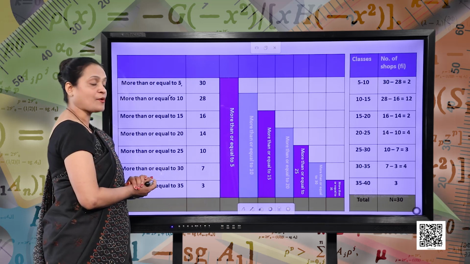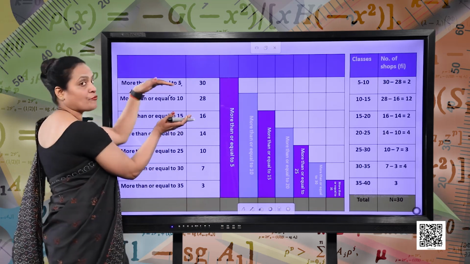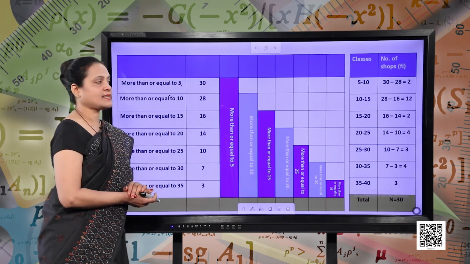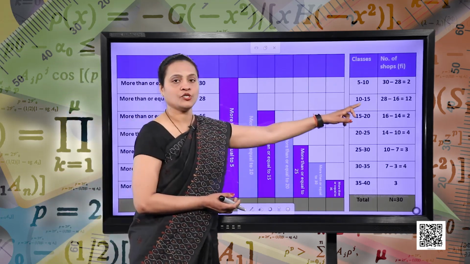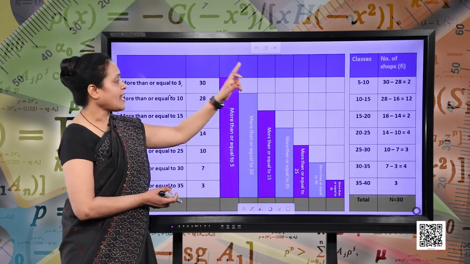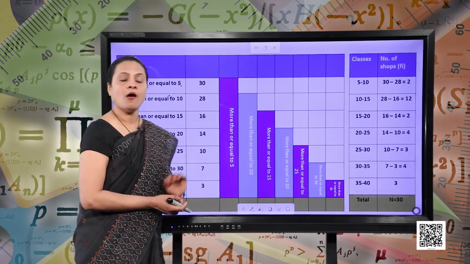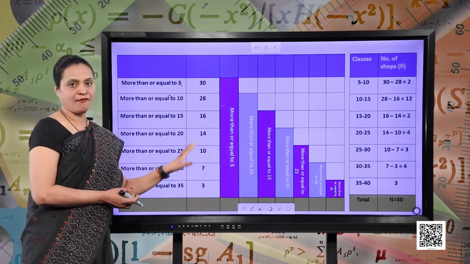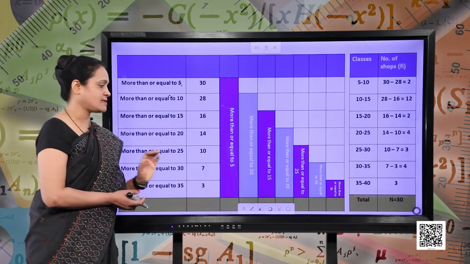How many shops have earned profit from 10 to 15 lakh? That will be 28 minus 16, that means 12 shops. So, likewise, we can form all the class intervals and get the respective corresponding frequencies.